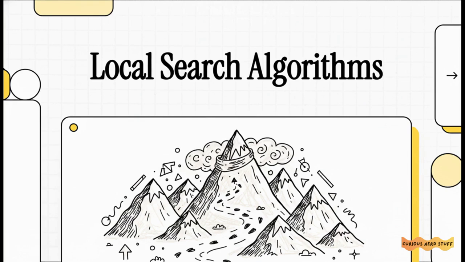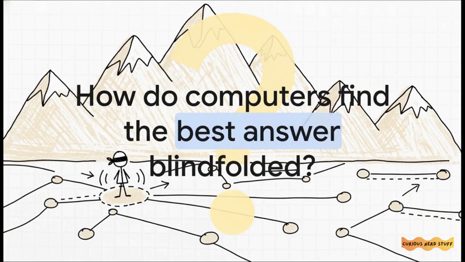Well, this exact scenario is the fundamental challenge of optimization problems in computing. So let's explore exactly how algorithms navigate the dark to find the absolute best possible solutions. So think about it. How do computers find the best answer when checking every single option is just outright impossible?